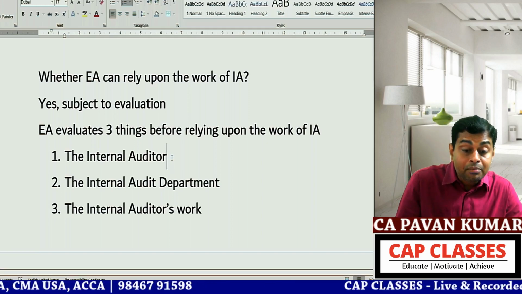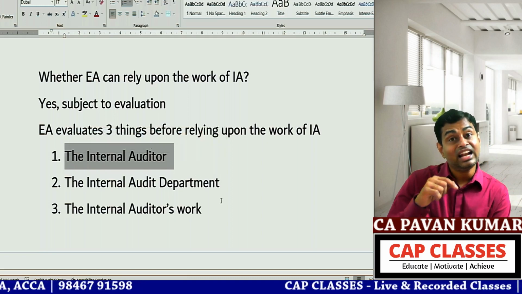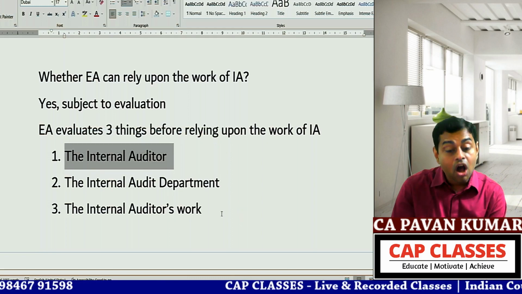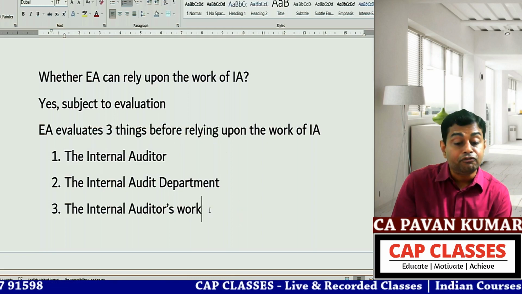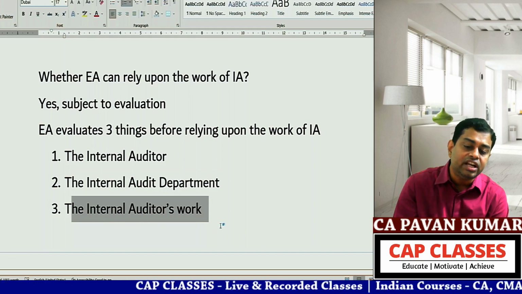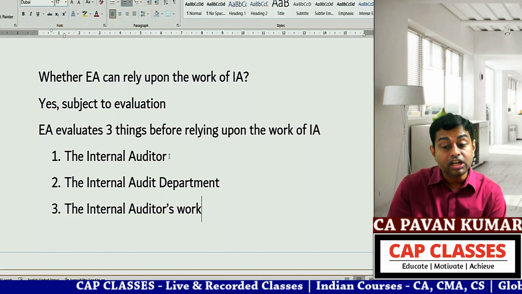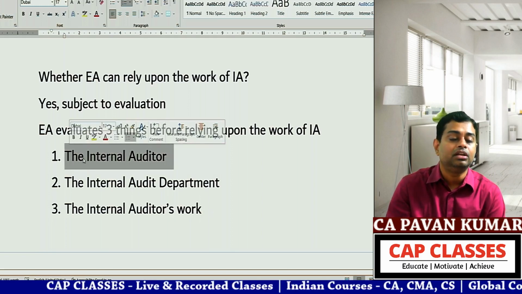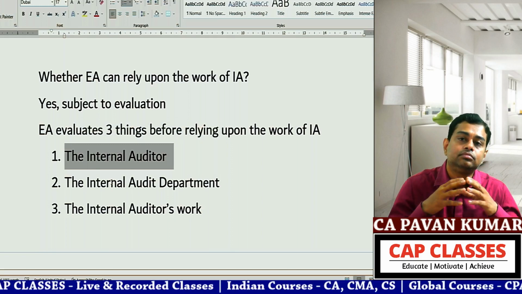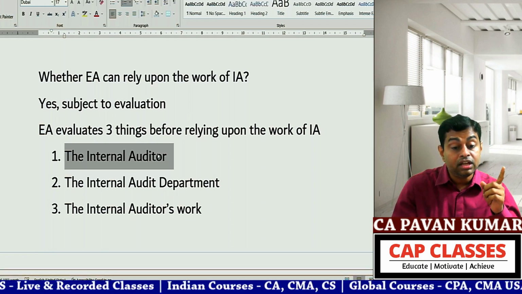So 1, I am happy. 1, I am satisfied. The external auditor is satisfied about 1. Can I rely on his work? No. Because he is knowledgeable, but what if there is any scope restriction or objectivity dilution? He is knowledgeable, he is a big guy, no doubt. But what if management told, verify this, don't verify this? So 1, evaluate the internal auditor.